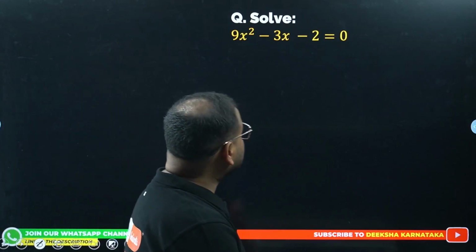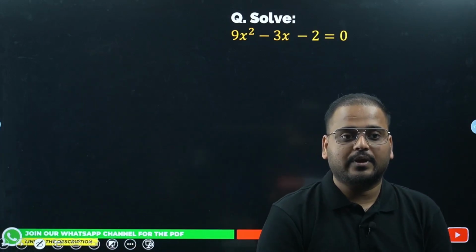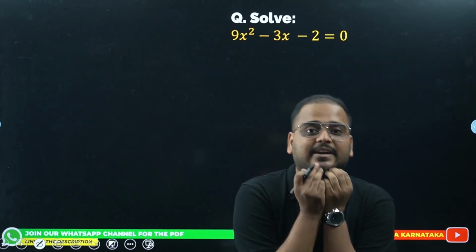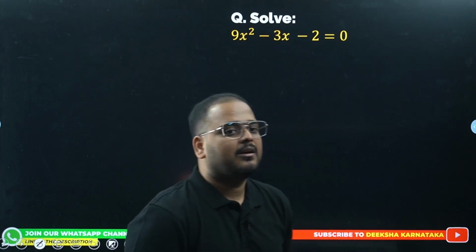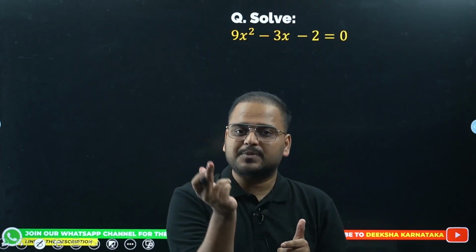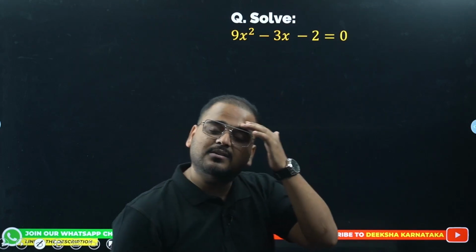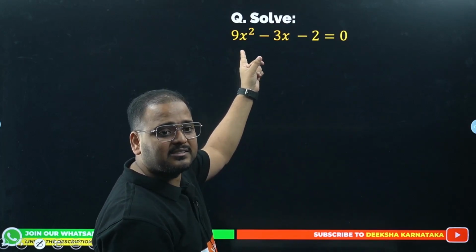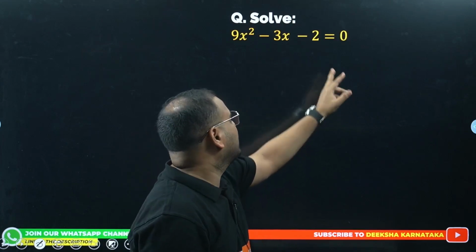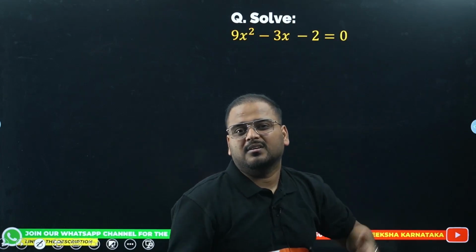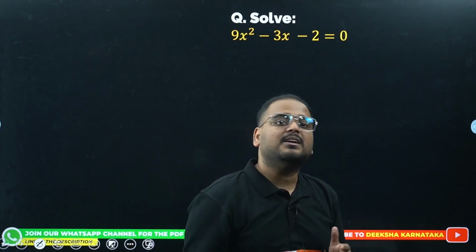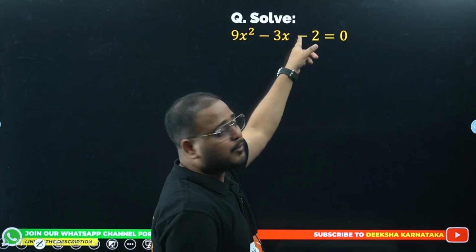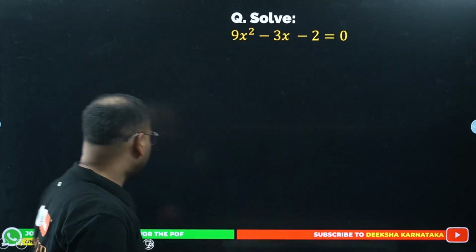Solve 9x square minus 3x minus 2 equal to 0. Can we use identities to solve this question? Check. There are 3 terms here, so we cannot use a square minus b square. What about a plus b the whole square? 9x square can be written as 3x the whole square, but we have 2 here. It is not having that b square term. Also there is a negative sign here, this should be positive for it to be in the form of identity.